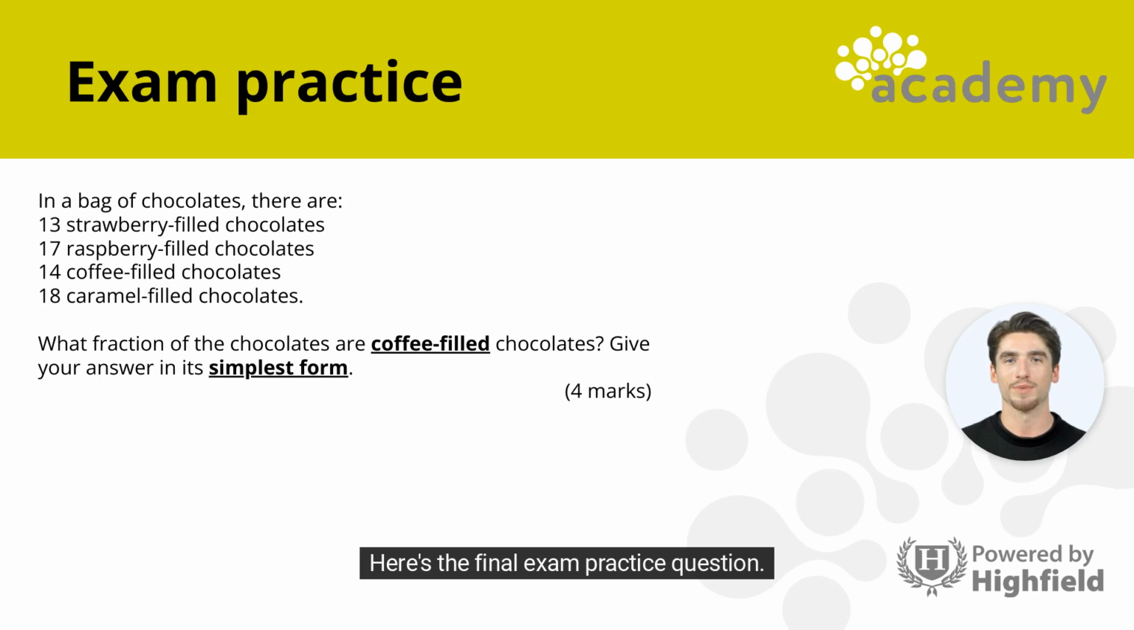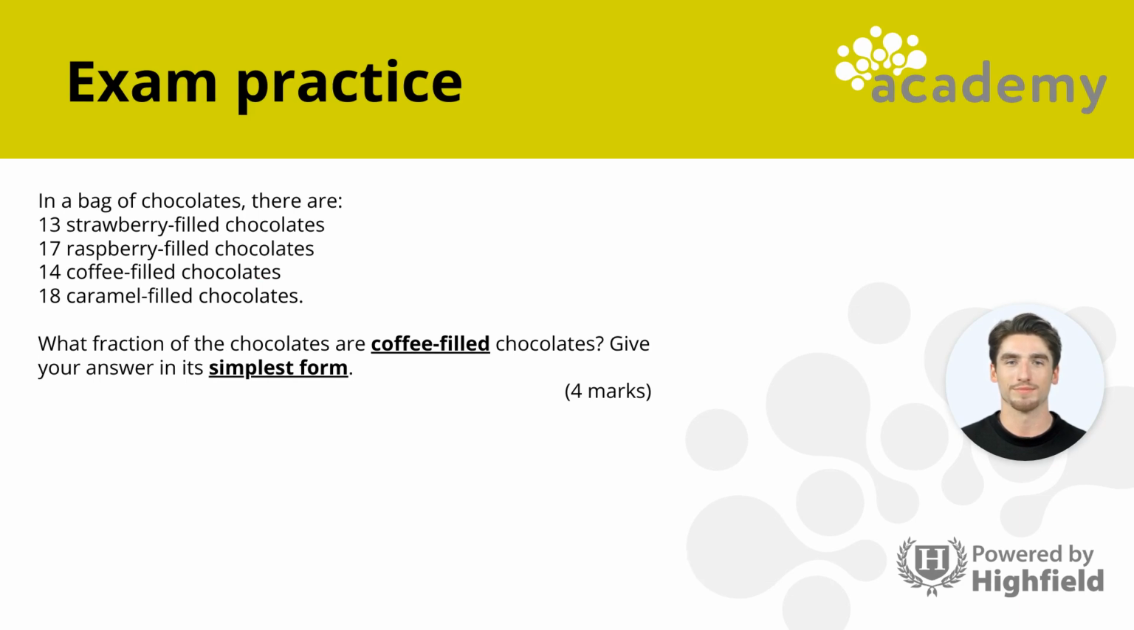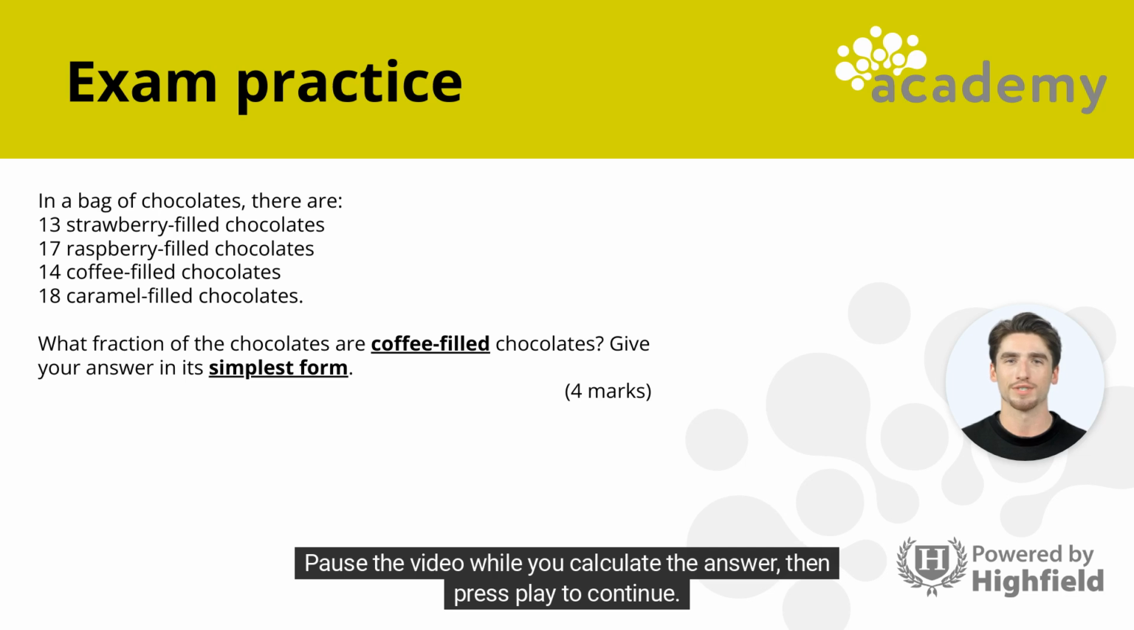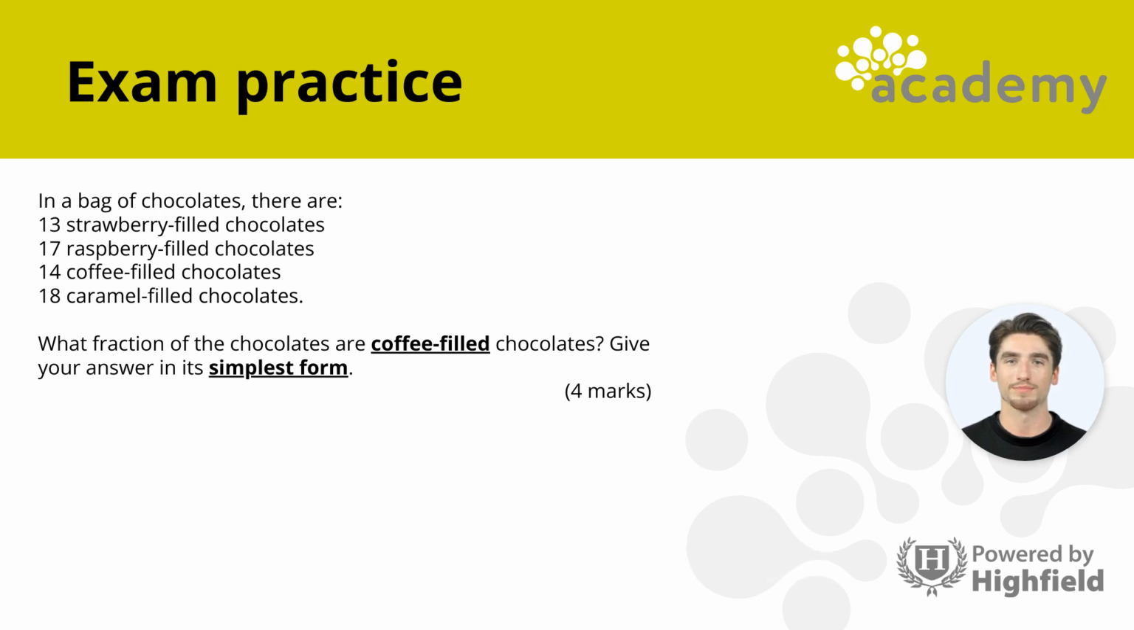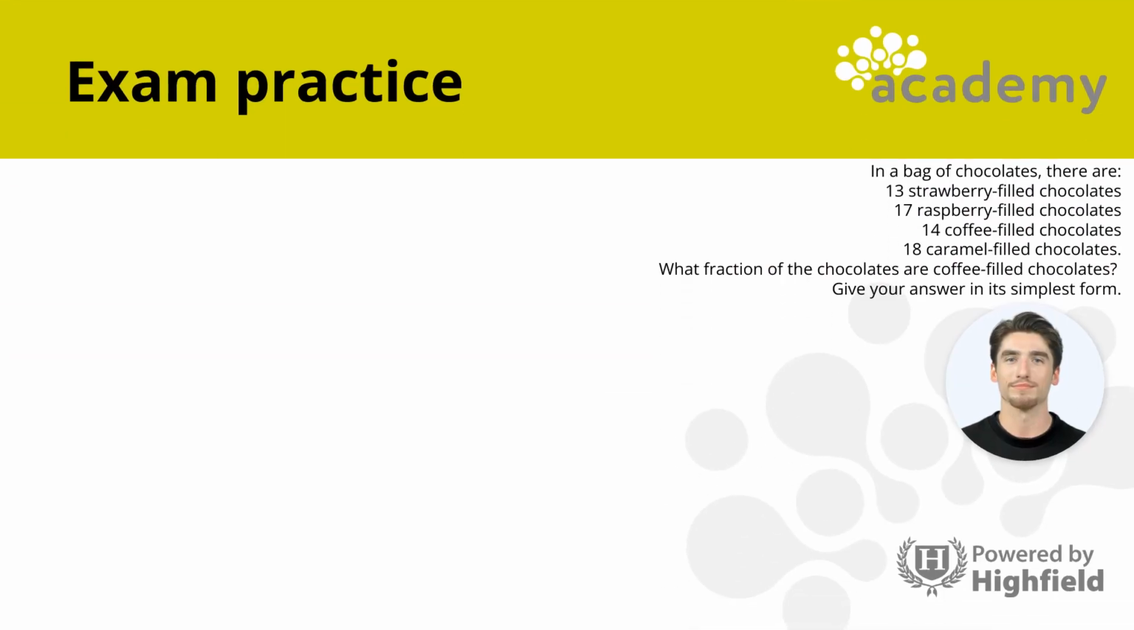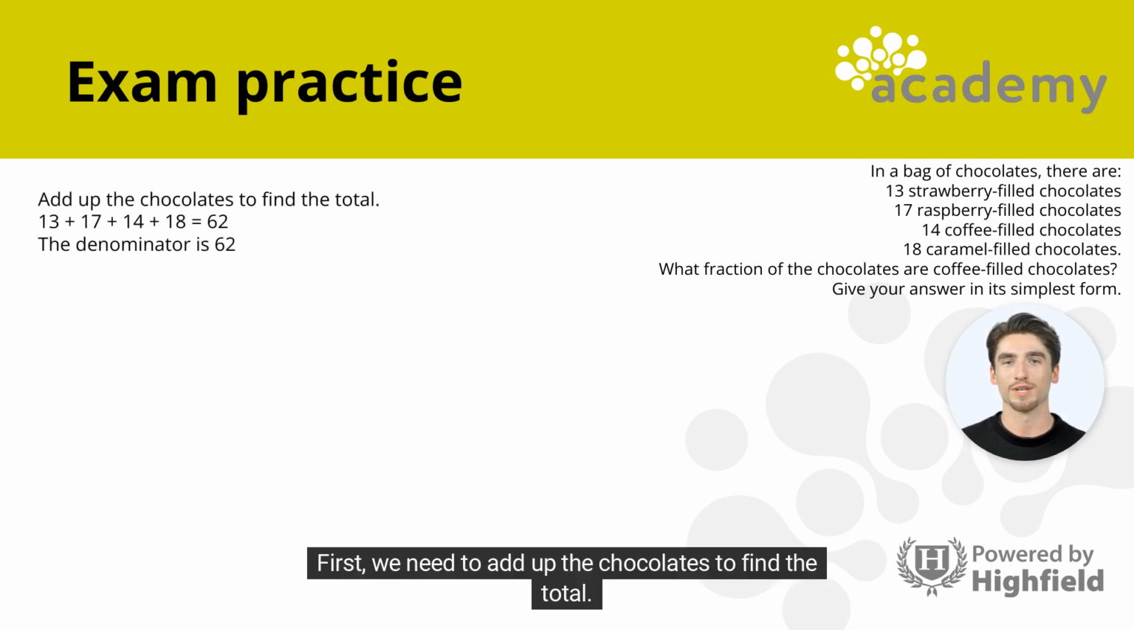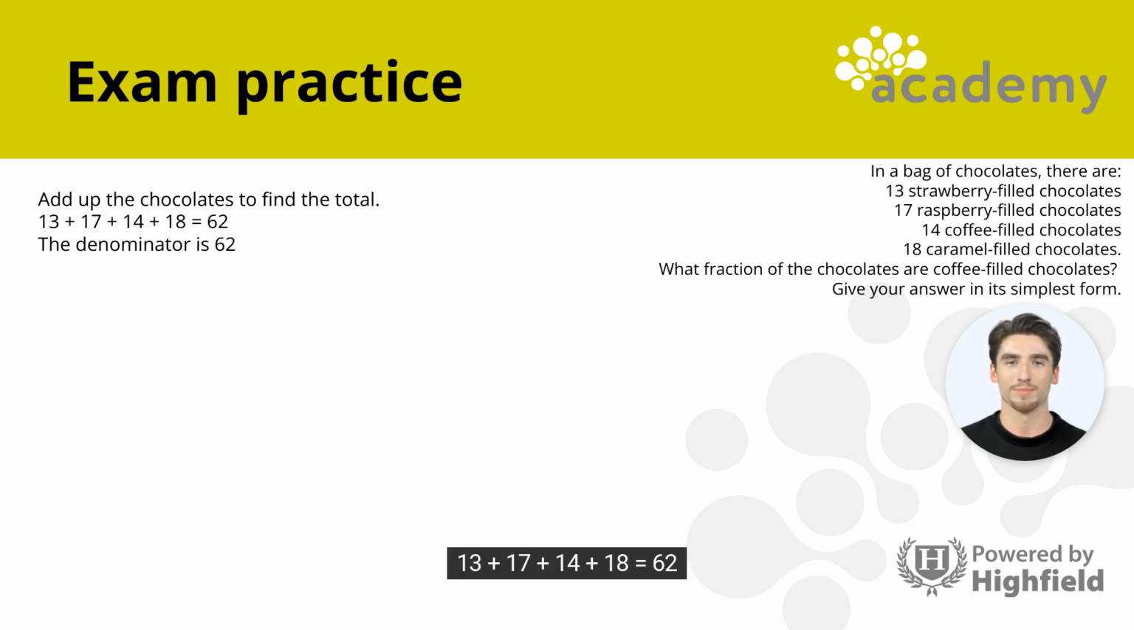Here's the final exam practice question. Pause the video while you calculate the answer, then press play to continue. Let's check the answer. First, we need to add up the chocolates to find the total. This will give us the denominator. 13 plus 17 plus 14 plus 18 equals 62. The denominator is 62.